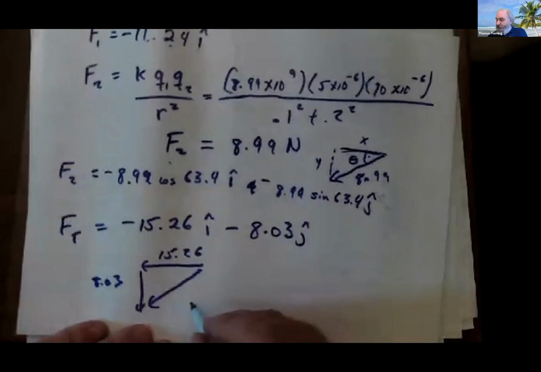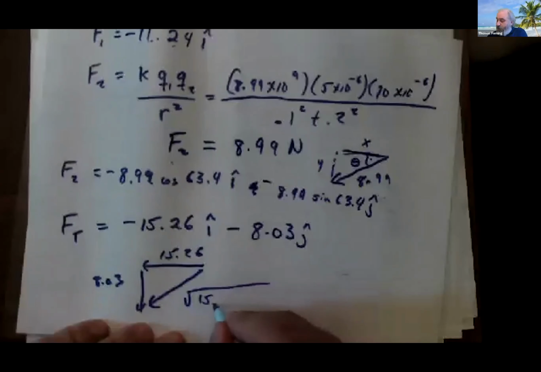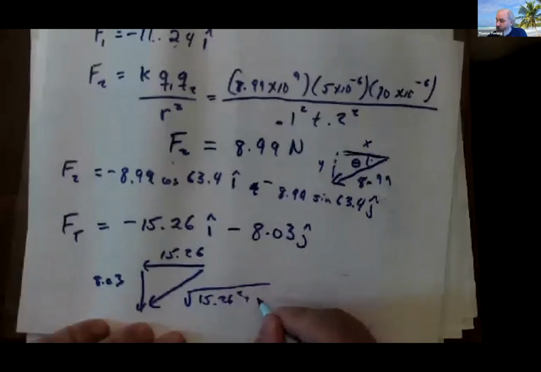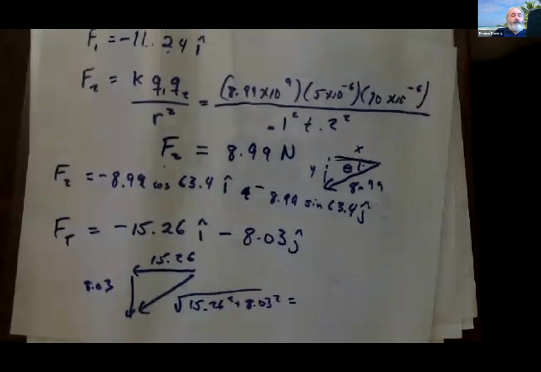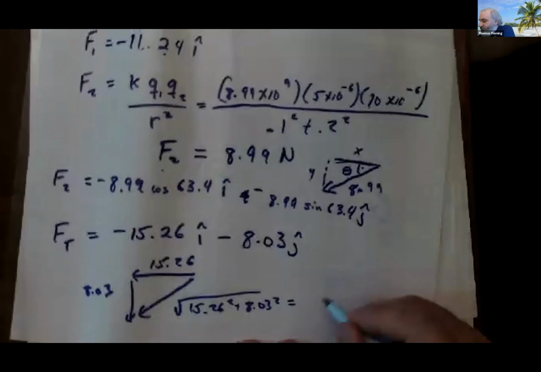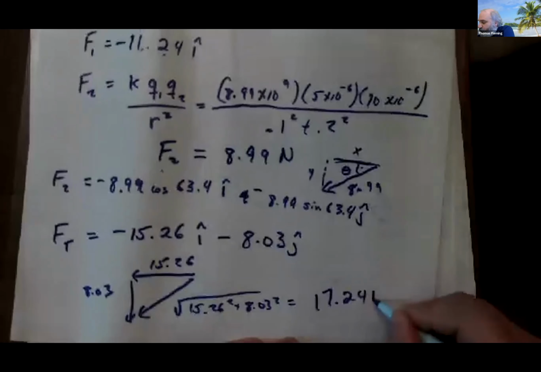To find that magnitude, I would do the square root of 15.26 squared plus 8.03 squared. So 8.03 squared plus, what was the other one? I got 17.24. All right, that seems reasonable. Yep, awesome. So we know that it's going to feel a force of 17.24 newtons.